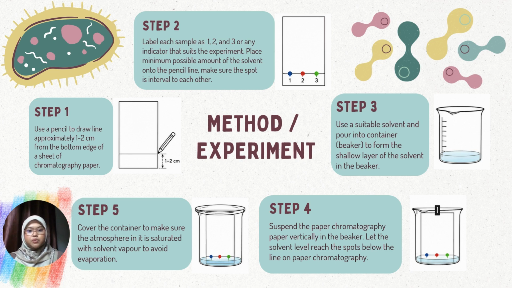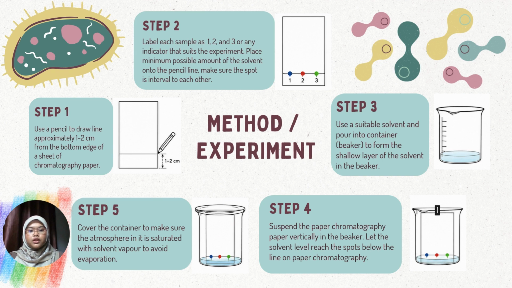Then, place the minimum possible amount of the sample onto the pencil line. Make sure the spots are spaced apart from each other. Step 3. Use a suitable solvent and pour it into a container or beaker to form a shallow layer of the solvent in the beaker. Step 4. Suspend the chromatography paper vertically in the beaker.